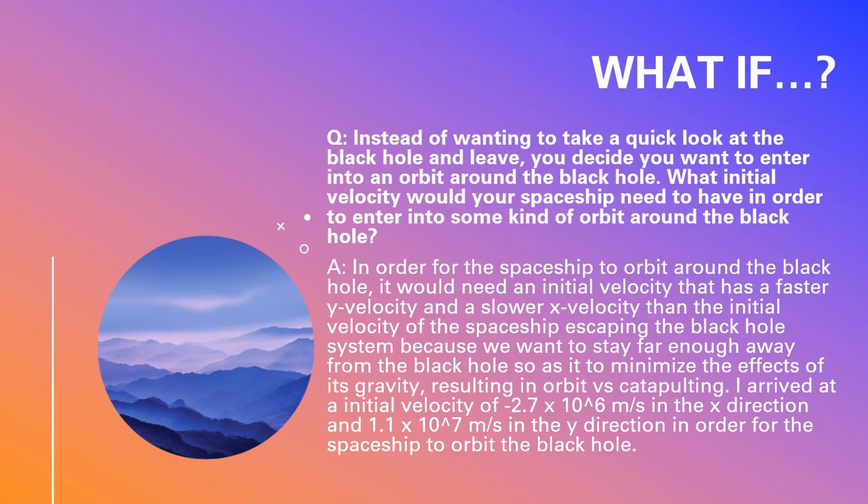And then for our what-if question, instead of wanting to take a quick look at the black hole, you want to enter an orbit, right? So this was once again just kind of guessing and checking with the velocities, but intuitively we're going to need a faster y velocity and a slower x velocity because we don't want to use the black hole to slingshot us out of the system. We want to orbit it, right? So we're going to try to stay away from the black hole and the super powerful gravitational forces. The velocities I ended up using for that are negative 2.7 times 10 to the 6 meters per second in x and 1.1 times 10 to the 7 meters per second in y.